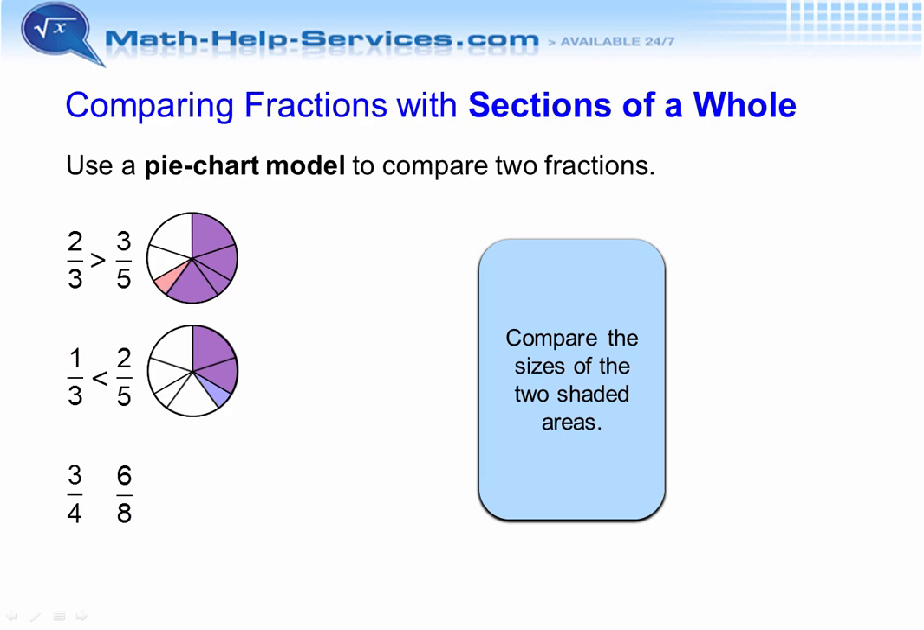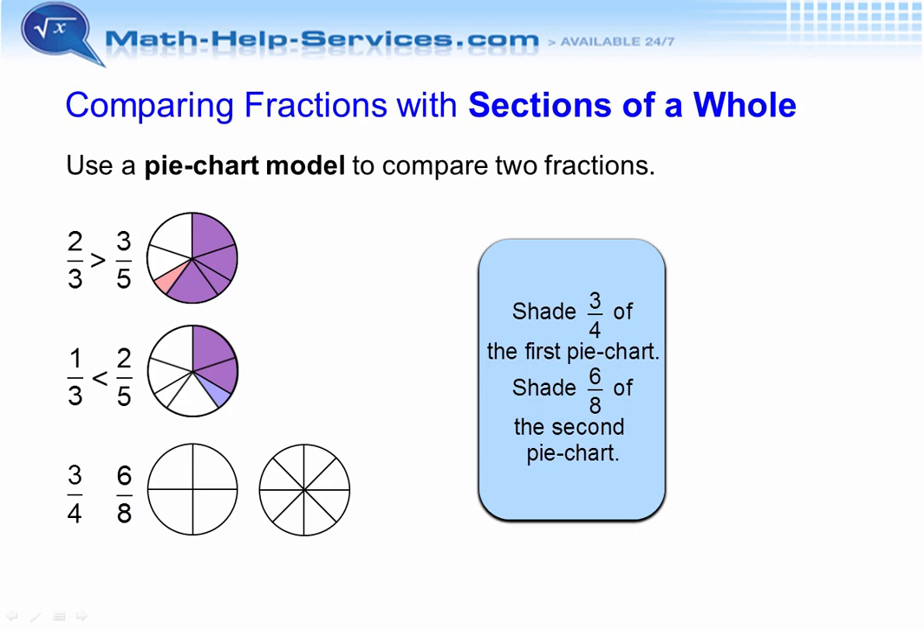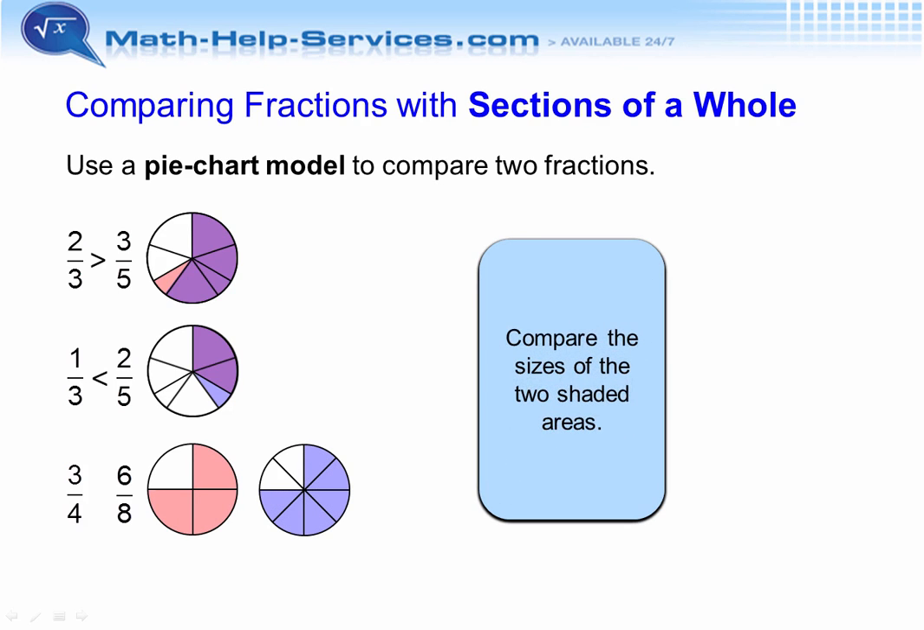How about 3/4 and 6/8? Create two pie charts, divide the first into 4 equal sectors and the second into 8 equal sectors, like so. Shade 3/4 of the first pie chart and shade 6/8 of the second pie chart. Now compare the sizes of the two shaded areas. Overlaying them, we see they're equivalent, so 3/4 equals 6/8.